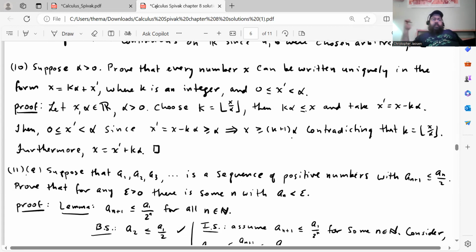Suppose alpha is greater than 0. Prove that every number x can be written uniquely in the form x equals k alpha plus x prime, where k is an integer and 0 is less than or equal to x prime, which is less than alpha. So let's go ahead and do that.